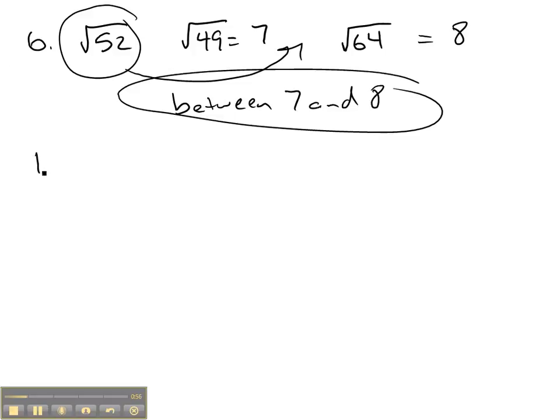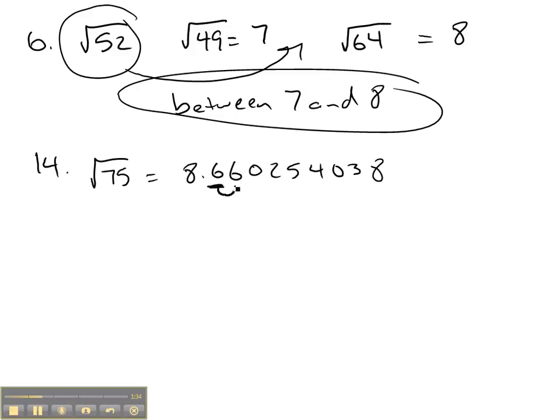Number 14 on 7 through 14 tells us to use a calculator to find each value, rounding to the nearest tenth. So number 14 is the square root of 75. When I do that on my calculator, I get 8.660254038.